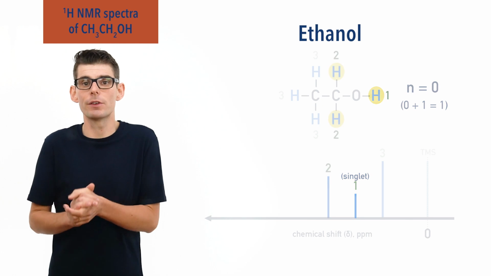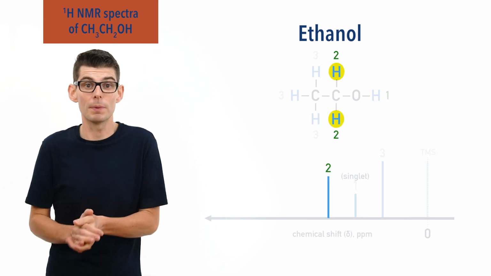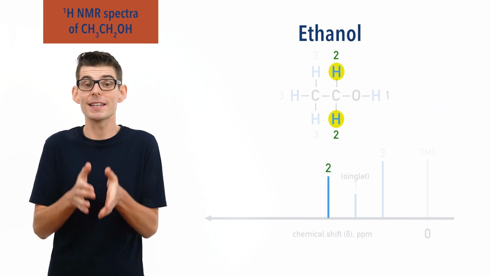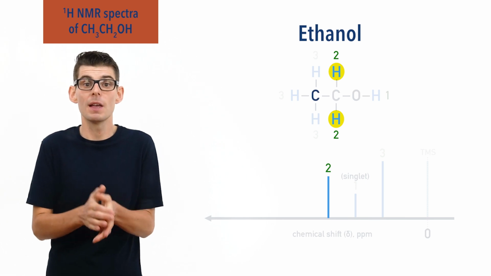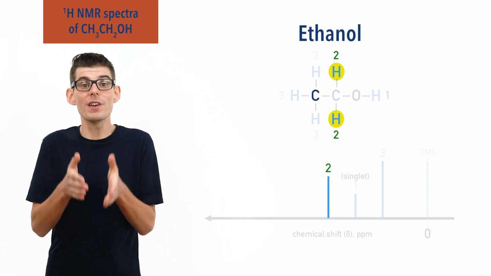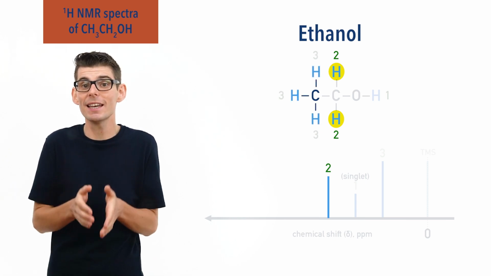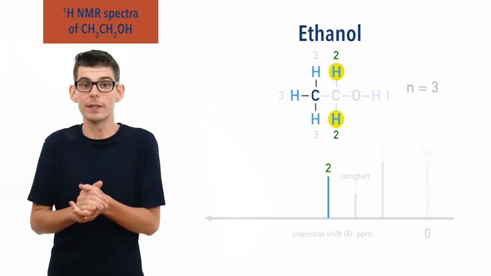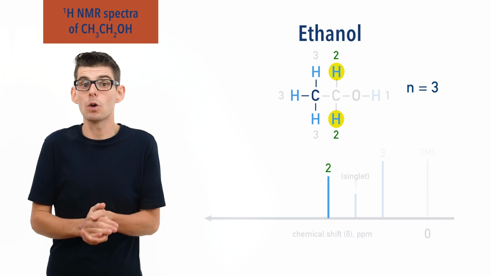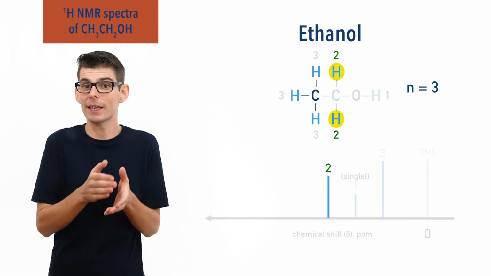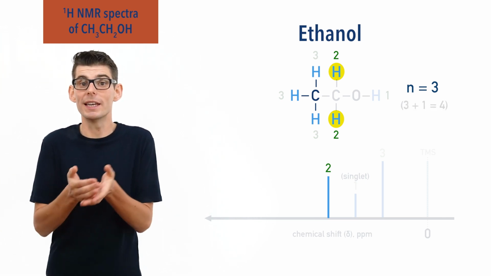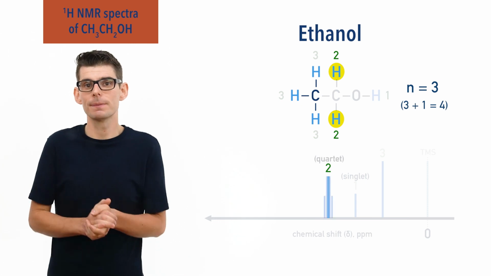The second hydrogen environment, the CH2 group, does have an adjacent non-equivalent carbon atom that it is bonded to, and this carbon has 3 hydrogens bonded to it, meaning here n equals 3. Again, n+1 is the number of times the peak gets split. 3 + 1 is 4, a quartet.